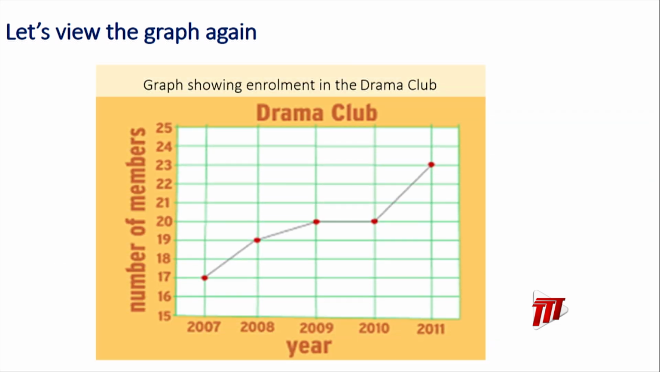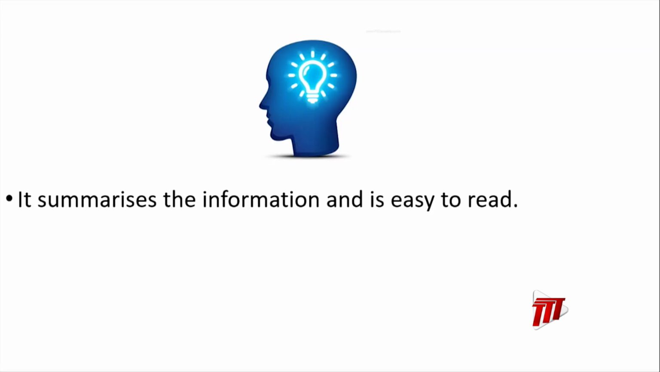Let's take a look at the graph again. So we have the number of members shown. We have the year that the information was collected. We have a title. So the information is there quite easily. It's easy to use. We could get right away, if I wanted to find out the number of students who enrolled in the drama club in 2008, by looking at it, I could see that in 2008 there were 19 members. Similarly, in 2011 we had 23 members. So the graph is quite easy to use. The information shown is summarized and it's easy to read.